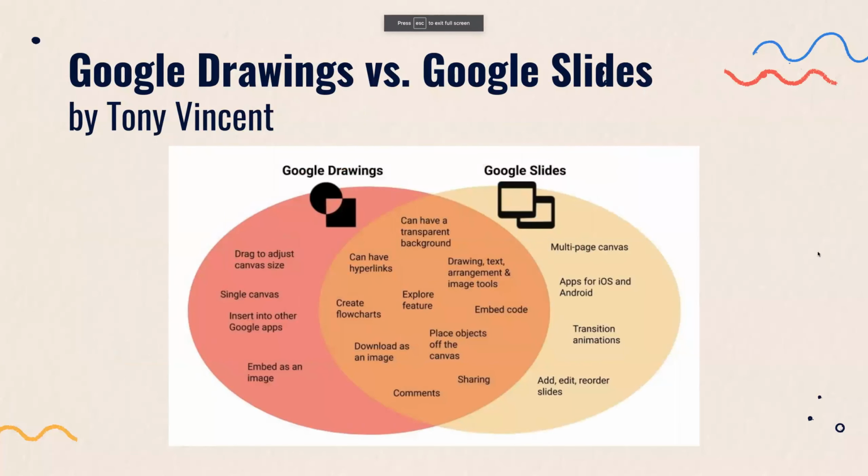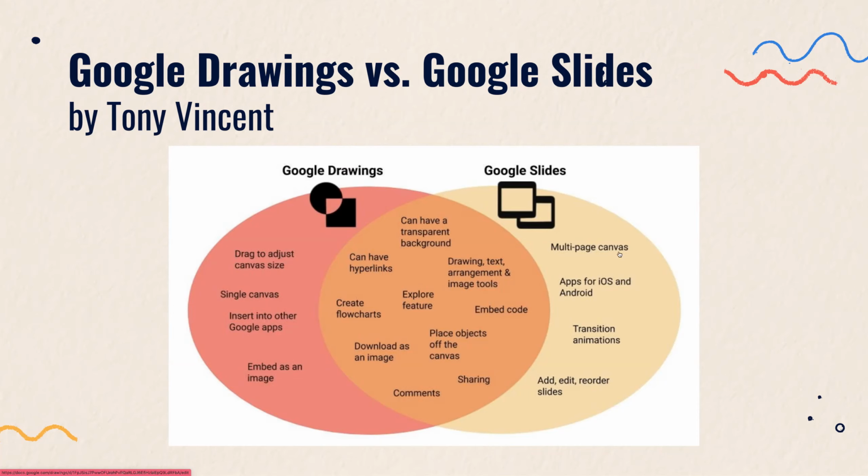Now here's that final look at drawings versus slides and what the differences are. As you can see, there are a ton of similarities because whether you use drawings or whether you use slides, you can set transparent backgrounds, have all of those same insert tools, the drawings, the shapes. There's the Explorer tool. There are hyperlinking options. You can use diagramming and flowcharts, and you can download both as images. You can place objects off the sides in both of them, and comments and sharing, and embed codes in both of them.